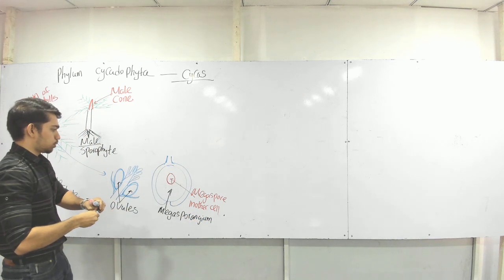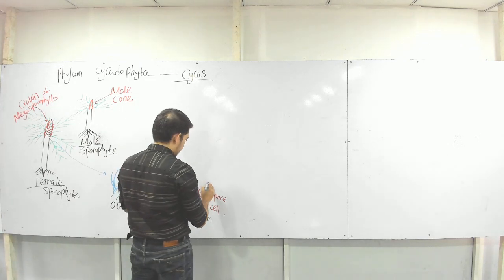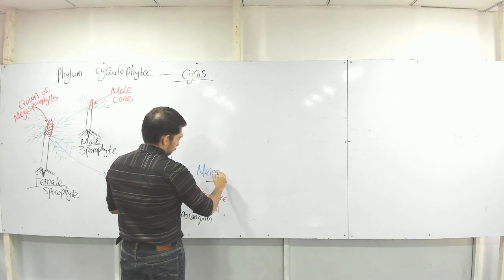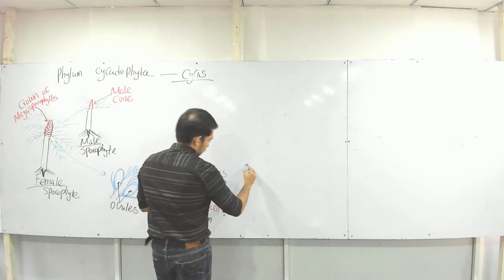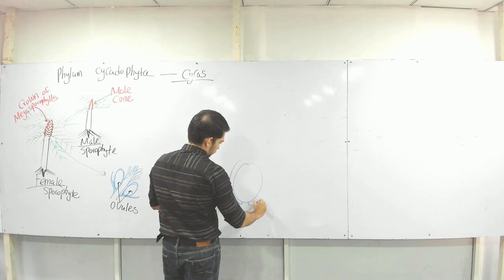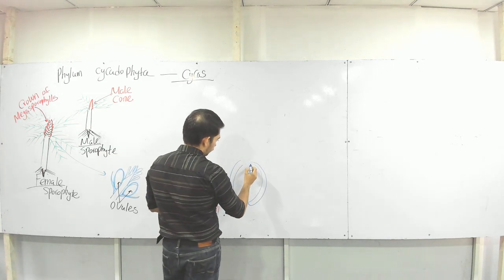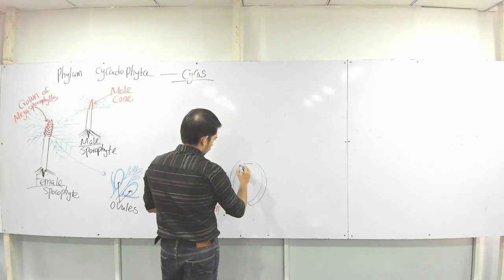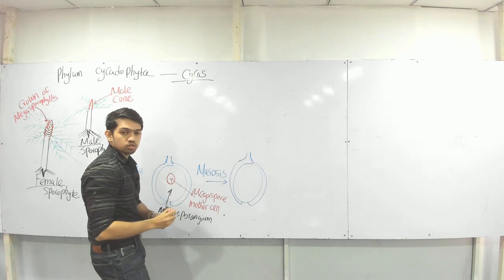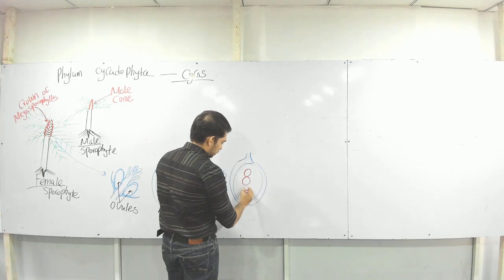What's going to happen to the megaspore mother cell? Meiosis. Meiosis. So still inside the ovule, right? This megaspore mother cell is going to give rise to how many daughters? From meiosis, how many daughter cells are you going to get? 4. 1 2 3 4.